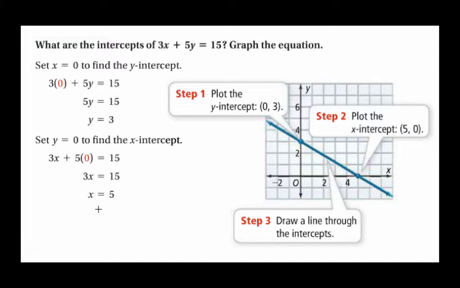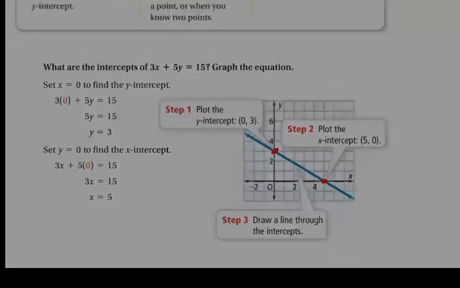and solve for x. So here we have our two intercepts, 3 and 5. Y is 3, x is 5. So we put a dot on 3 on the y-axis, and we put a dot on 5 on the x-axis, and we need 2 points to draw a line. Draw our line through those intercepts, and you have your graph.